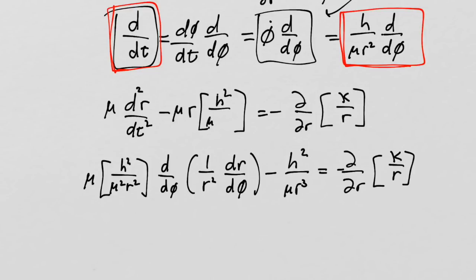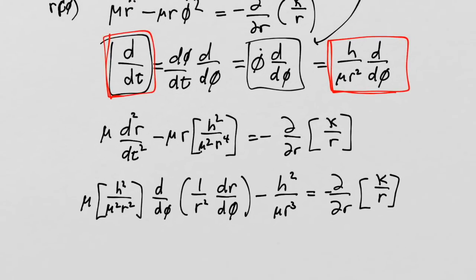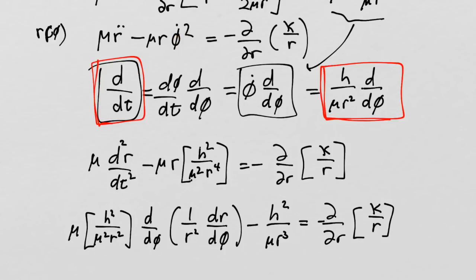It would be mu squared r to the fourth, right? Because I'm looking for phi squared. So it's h squared over mu squared r to the fourth. That phi squared will replace this phi squared right there. So I need h squared over mu squared r to the fourth.